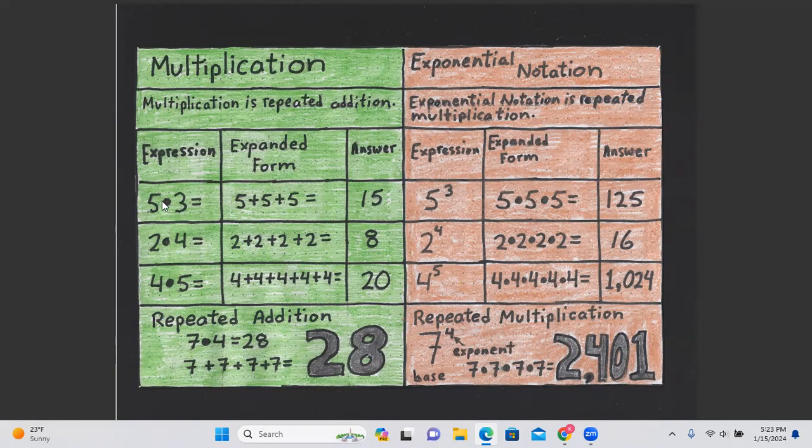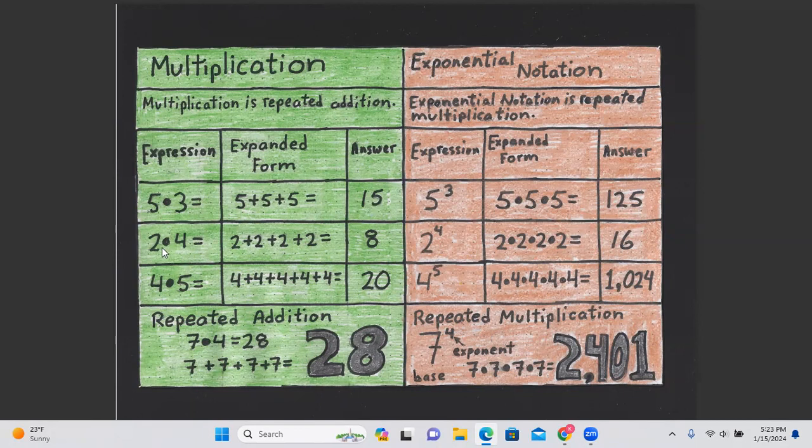And so when we see the expression 5 times 3, it actually equals 5 plus 5 plus 5, which equals 15, because again, multiplication is repeated addition. But on the other hand, 5 raised to the third power, or 5 cubed, is the same as saying 5 times 5 times 5, which equals 125. And as you can see, there is a big difference between 15 and 125.